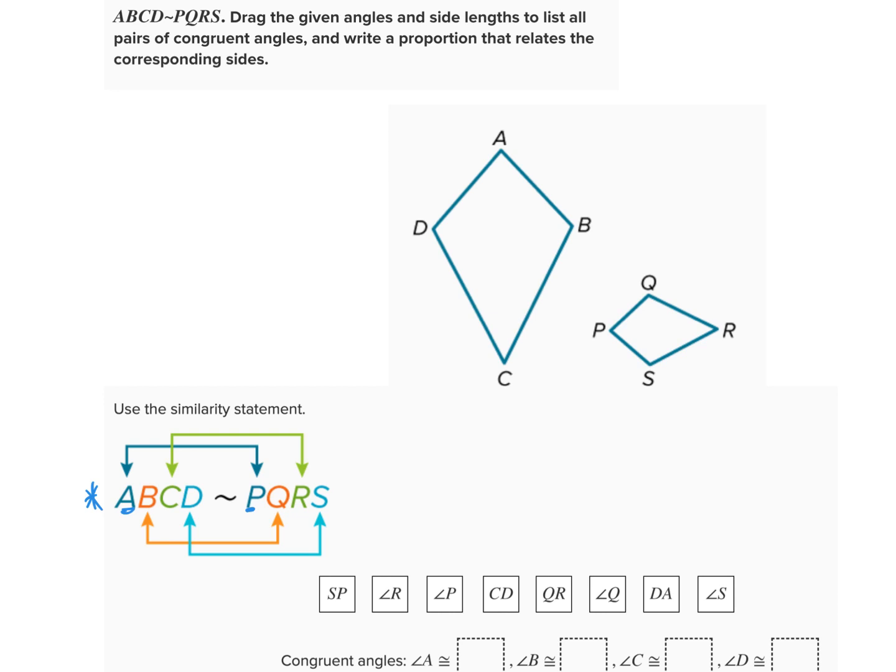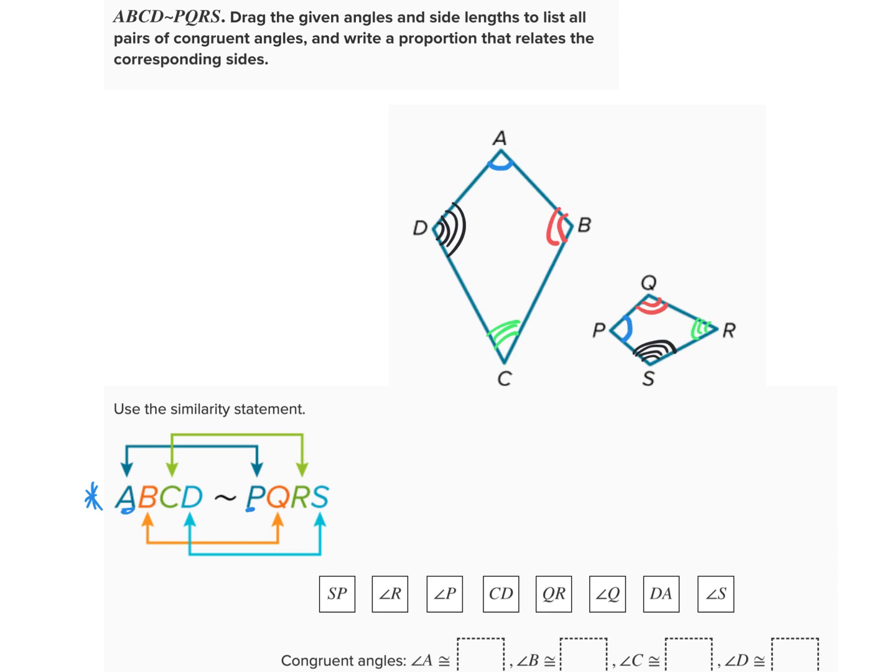So starting with A, I can use a single arc for A, and A is congruent to P. B is second, and that is congruent to Q. C is third, and so is R. So C is congruent to R. And then D is congruent to S. Those are both listed last. And I'll use 4 little arcs there. Okay.